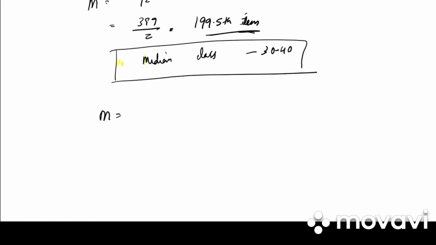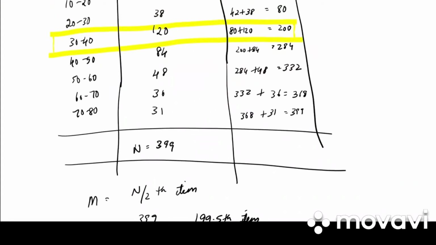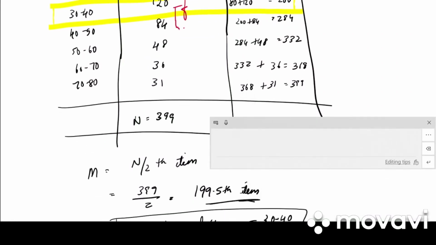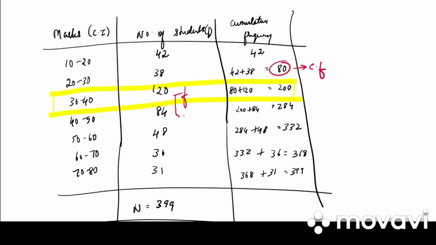After that, we need to write the formula. M is equal to L1 plus N divided by 2 minus CF divided by F into I. So what is L1 of the median class 30 to 40? It is 30. Then F is the frequency, 120. The cumulative frequency will be 80. L1 will be 30 and I will be 10.